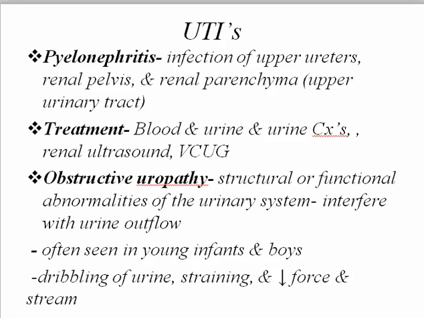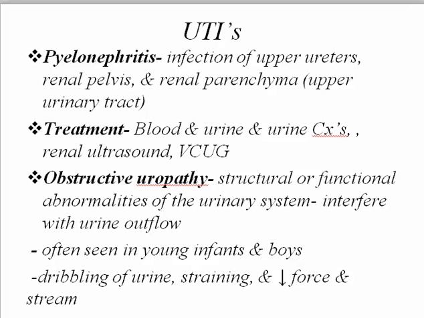All right, so now we're going to go on and talk about obstructive uropathy. So usually there is a high frequency of obstructive uropathy in young infants and boys, and what this refers to is some kind of structural or functional abnormality of the urinary system that interferes with urine flow, and is usually characterized by dribbling of urine.